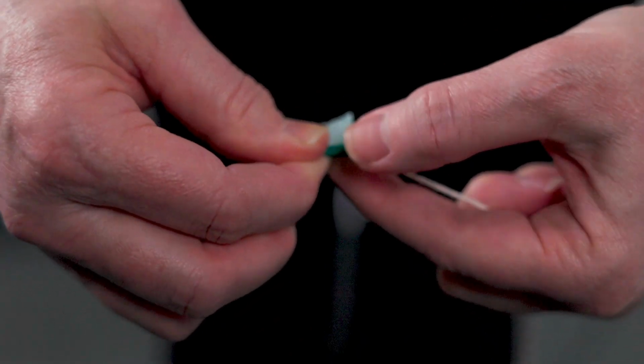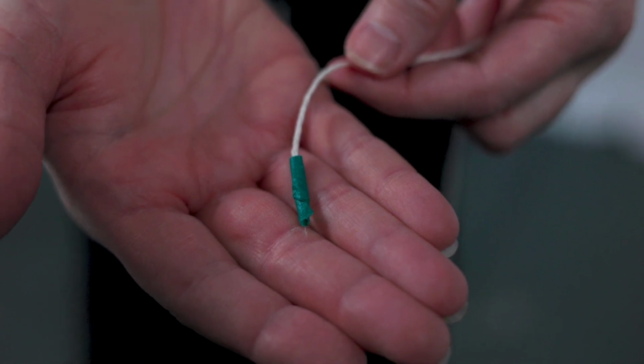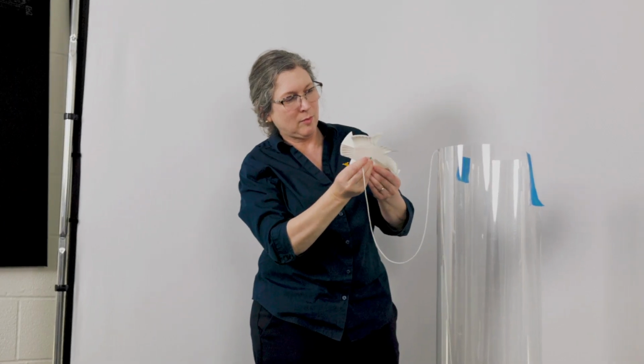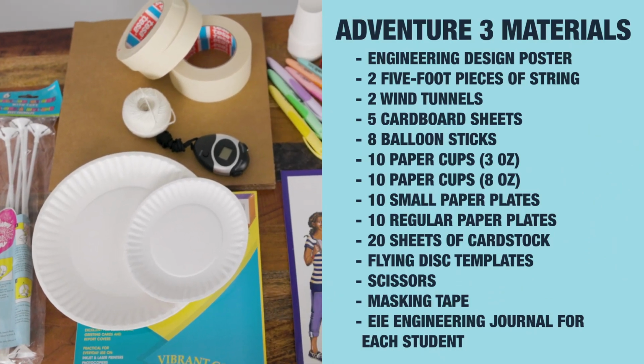I like to wind a little tape around the end of each piece of string to make an aglet so that the discs thread on easier. And you're going to have these materials.